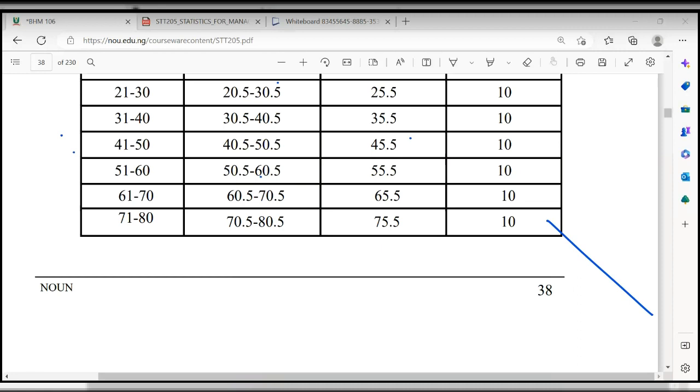Yes, for the first time, your password will be your matric number. The matric number will be capital letter NOU. So once you enter, you can change it if you want. If you don't want to change it, you can leave it like that.